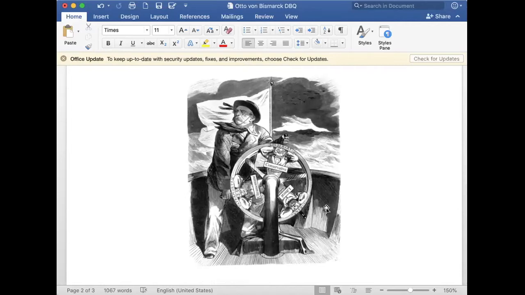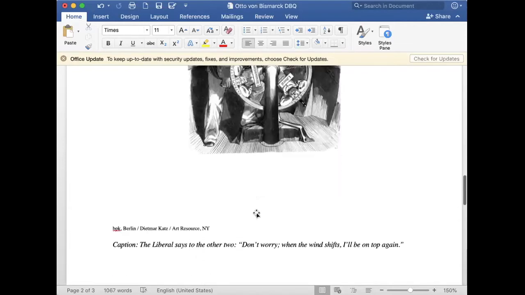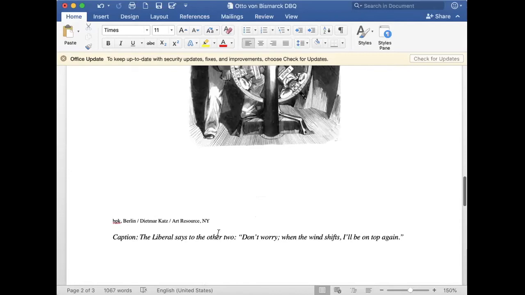guiding a ship. And then we see these labels here. So conservative, liberal, and then it says ultramontane. Ultramontane, you don't need to know what that is, but it's an ultra conservative religious party that emphasizes the power of the Pope. So just think very religious. And then we have conservative and we have liberal. So here he is driving this ship, and the caption is, the liberal says to the other two, don't worry, when the wind shifts, I'll be on top again.